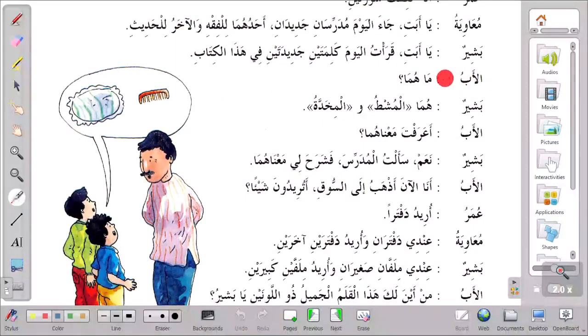So al-ab further says: ما هما? What are those 2 new words? Bashir answers by saying: هما المشط. So this is the first word he saw, which is new. Al-mushtu. Okay, al-mushtu.